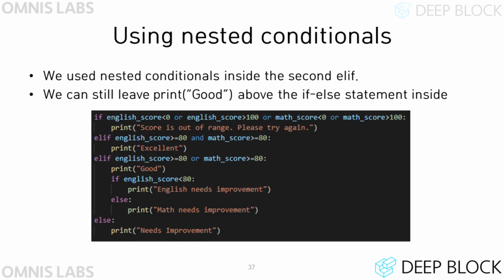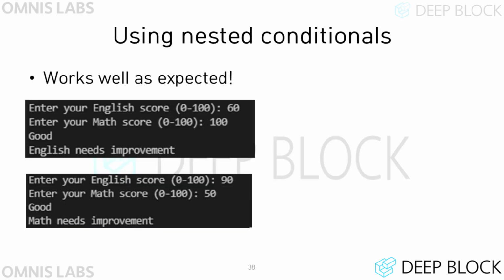For example, we can change the code from the previous slide to print good like before. If the English score is less than 80, print "English needs improvement." Else, print "Math needs improvement." Run the program and enter 60 points for English and 100 points for math. When the English score is 60 and the math score is 100, good is printed and "English needs improvement" is printed. On the other hand, if you input 90 points in English and 50 points in math, good is printed and "Math needs improvement" is printed.